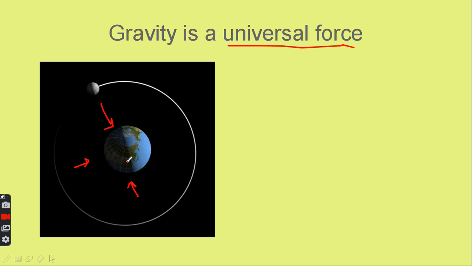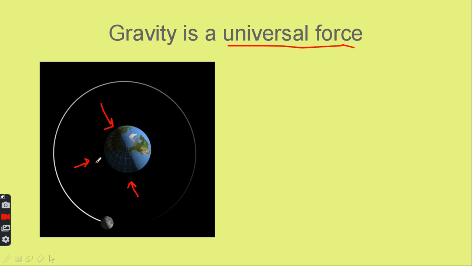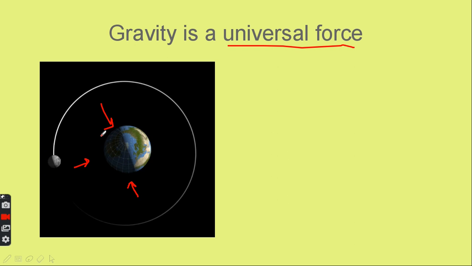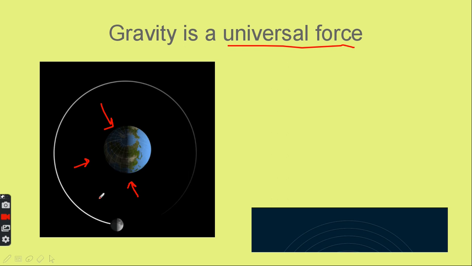But which one of them has a bigger mass? The one that has a bigger mass will have a bigger force of gravity. The Earth has a bigger mass than the Moon, so the Earth will pull the Moon. That's why the Moon will circle around the Earth.